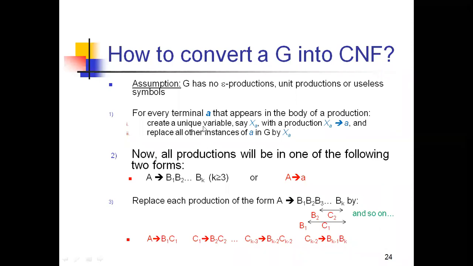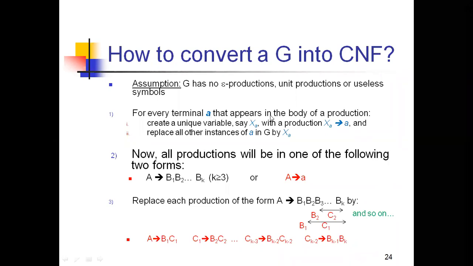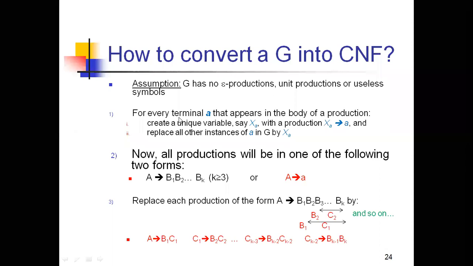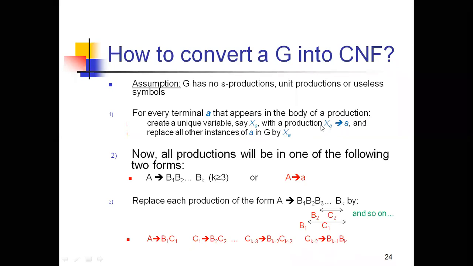That means if you have a terminal a in the body, that means the terminal a is appearing in the body of the production. Then you need to give that a a variable X, like this. It should be a unique variable, and you say that it is Xa. And you write the production for that in the form Xa tends to a. I define this production, right? So you need to replace all other instances of a in G by Xa. Wherever you have an a, that should be represented with an Xa, right?